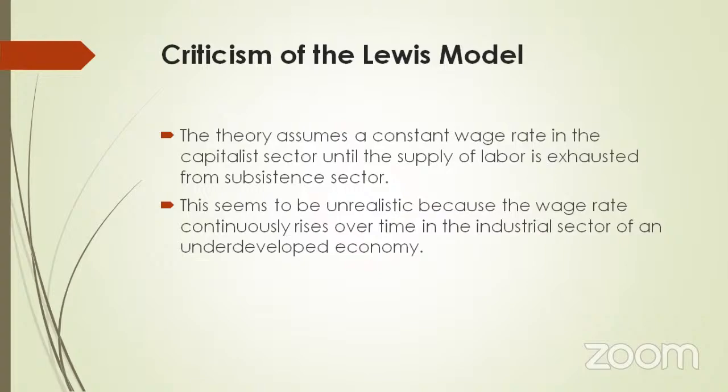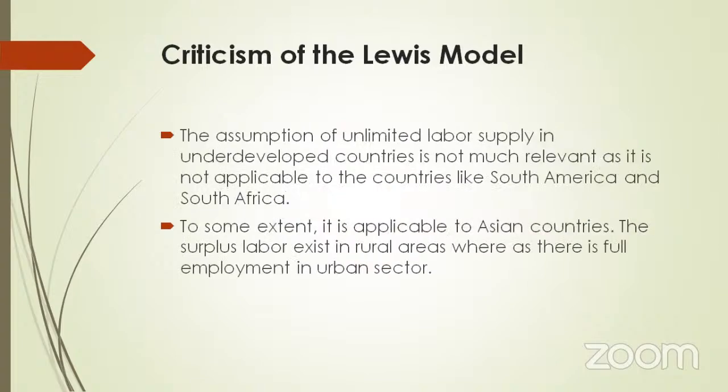They were looking at poverty, they were looking at unemployment, they were trying to find solutions to it. The assumption of unlimited labor supply in underdeveloped countries is, again, not applicable to countries like South America and South Africa. It is applicable to Asian countries. Surplus exists in rural areas, whereas there is full employment in the urban sector. But we also know that even if a person in the rural sector may not be employed, he or she may not be willing to move to an industry or an urban area because of various considerations.